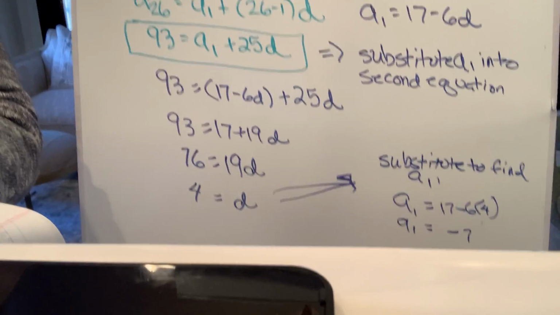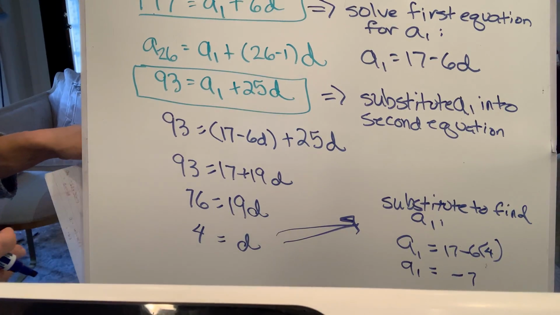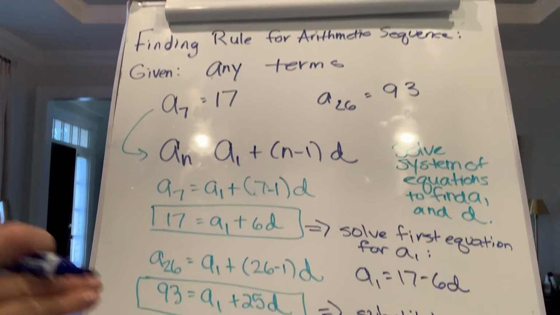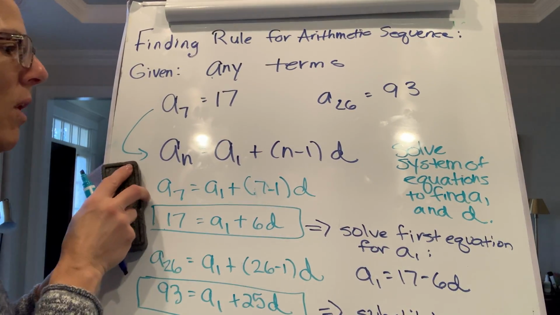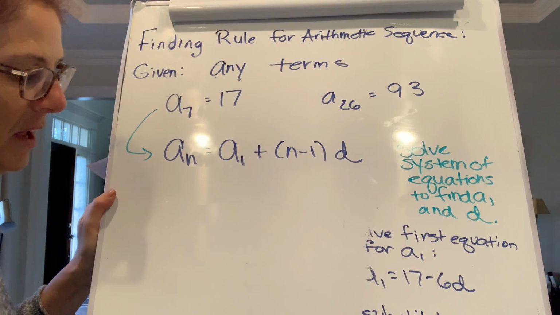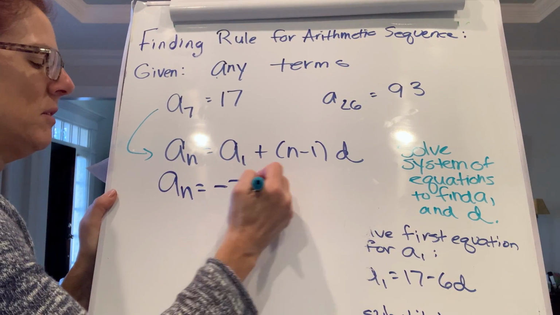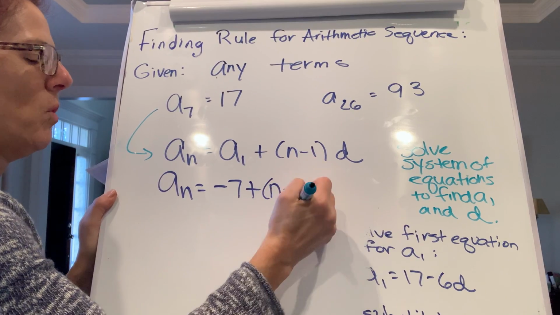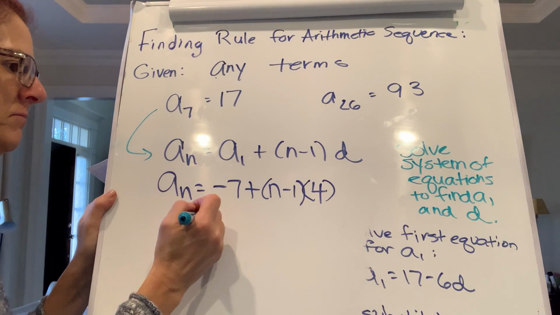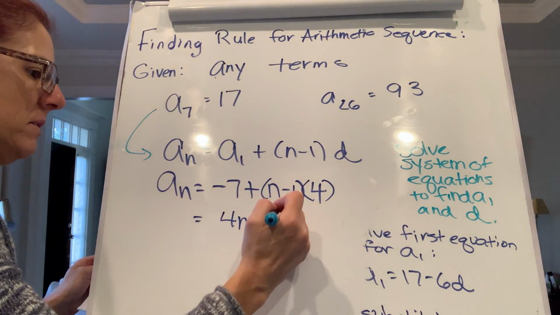All right, so now I can go ahead and fill in my formula. I'm going to skip back to the top just because I've run out of room here. So I know that D was 4 and A1 was negative 7. So I get negative 7 plus n minus 1 times 4. If I simplify that down, I'm going to get 4n minus 11.